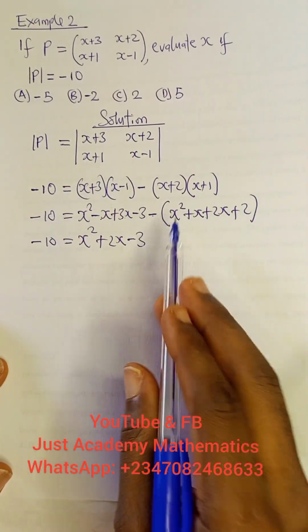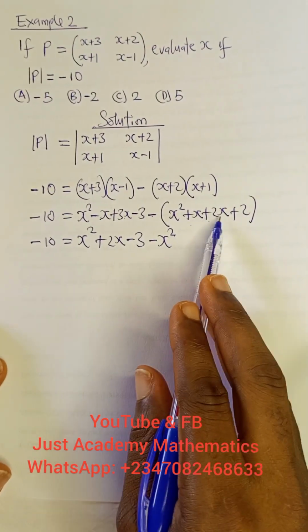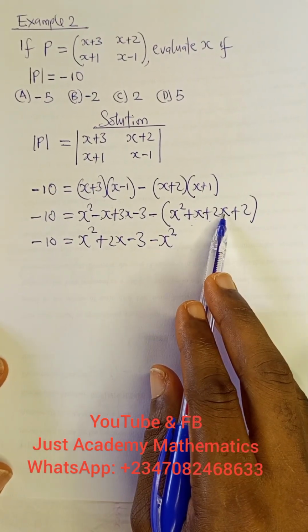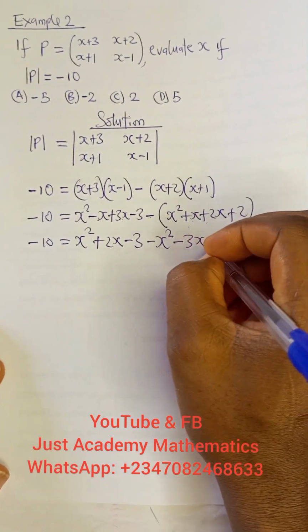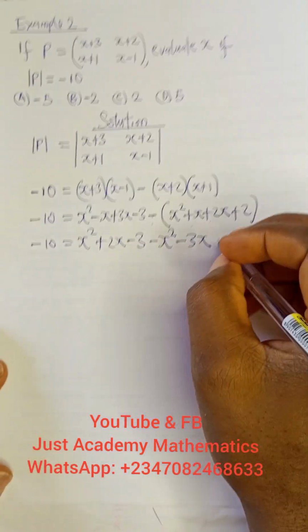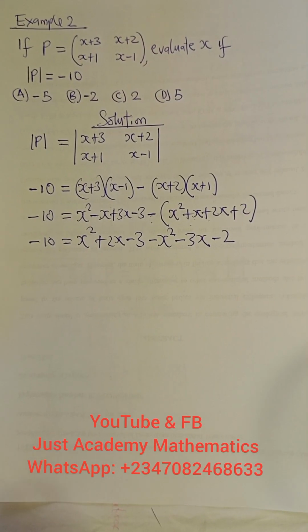When this minus times this s squared, you have minus s squared. Now this and this will give me 3s. s plus 2s is 3s. Minus times 3s will give me minus 3s. And minus times plus 2 will give me minus 2. So this is now a full quadratic-looking equation.